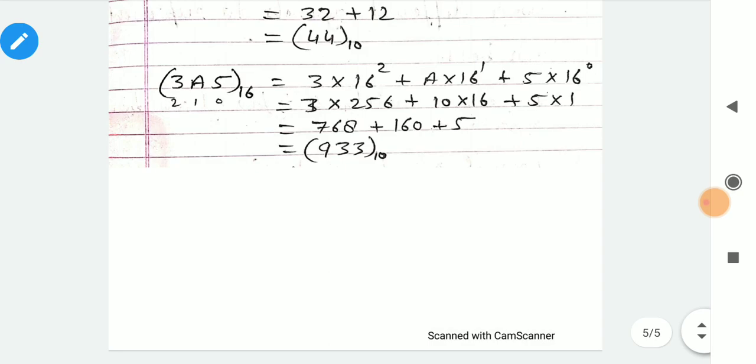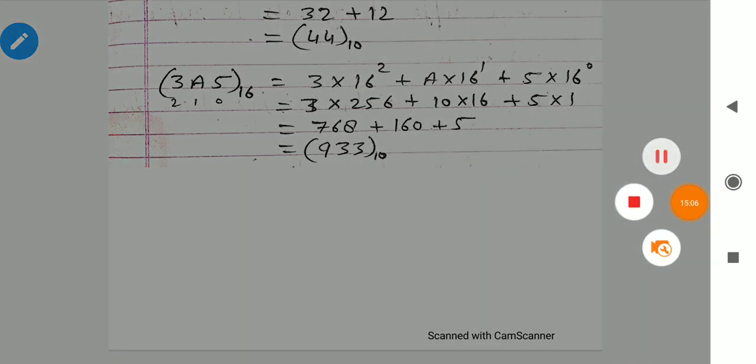That's it for today's lesson, and in the next lesson I will tell you how to convert any decimal number into binary number.